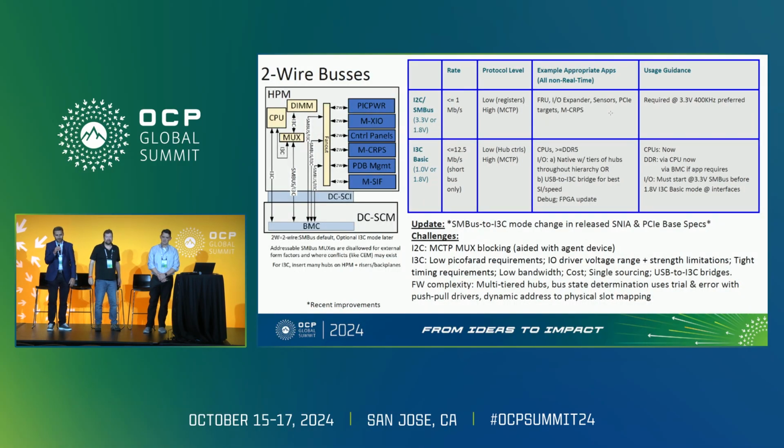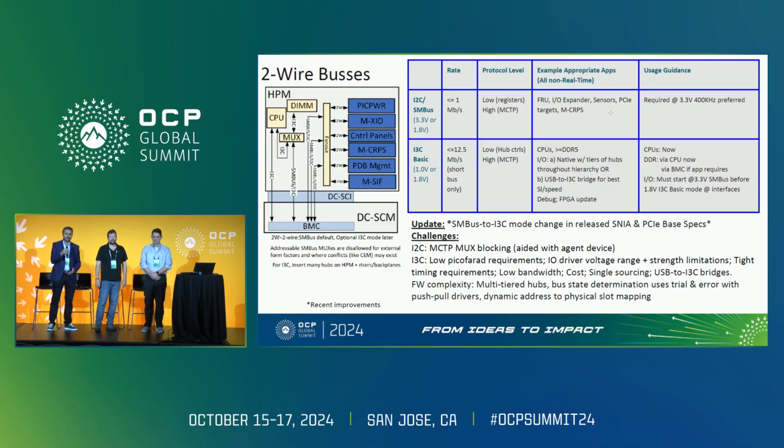Thank you, Phil. So the next one is what is called right now 2 wires, but it's actually either I2C, SMBus or I3C interfaces. I2C has been used in server platform designs for years, thanks to its simplicity, low cost, good integration with the firmware, and proliferation of parts that support it. It's been used extensively to support server platforms for use cases like I/O expanders, sensors, PCIe targets, and so on.